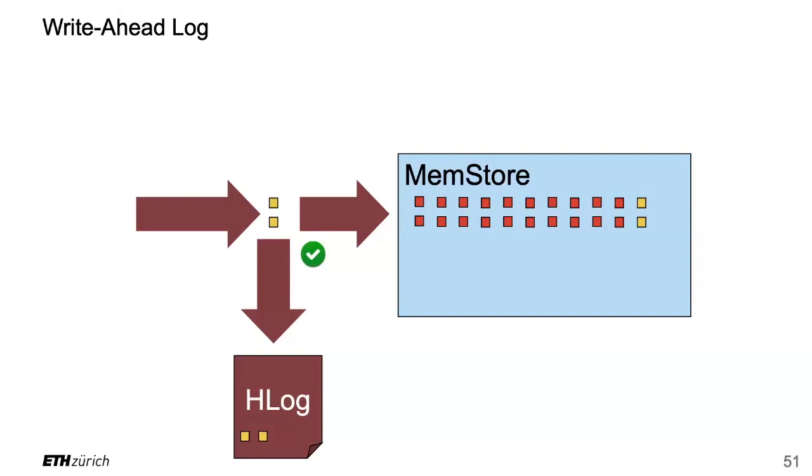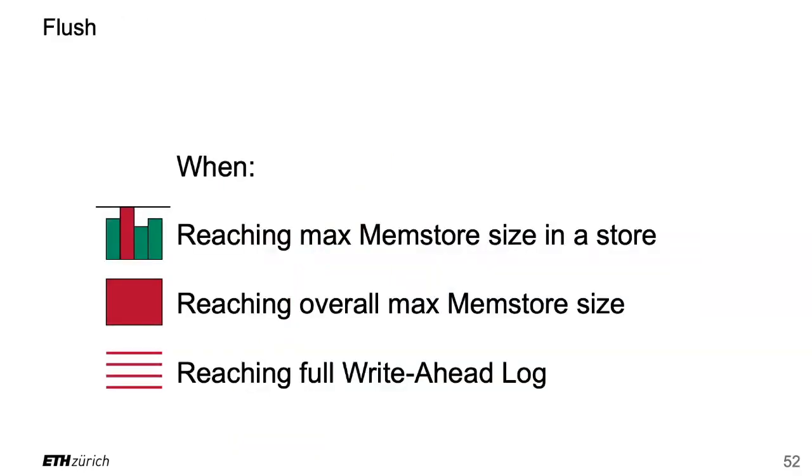So again, I insist, in the mem store and in the HFiles, the key values are sorted by key. In the HLog, the key values are sorted by the order of arrival, the time of arrival. Okay, which is why we can append. All right.